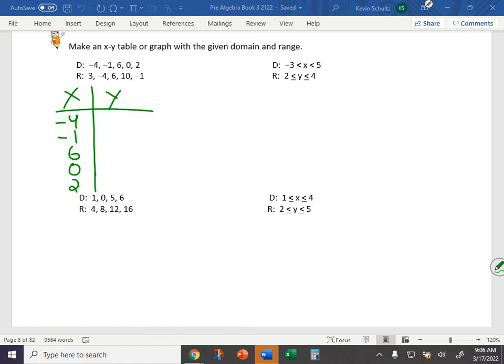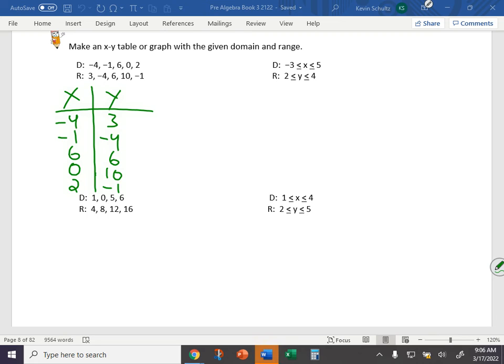Okay? So Quentin, if the domain refers to the X values, what numbers are we going to put in the Y column here? Yeah, the range, right? 3, -4, 6, 10, -1. Since you look at this page here and you're deciding, is it a table or is it a graph? Anything that's listed out using commas, you're going to be dealing with a table, right?